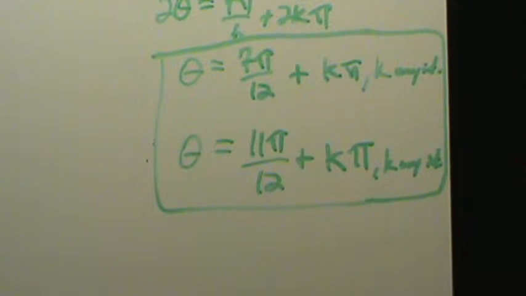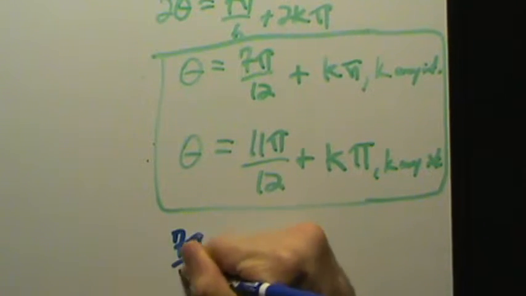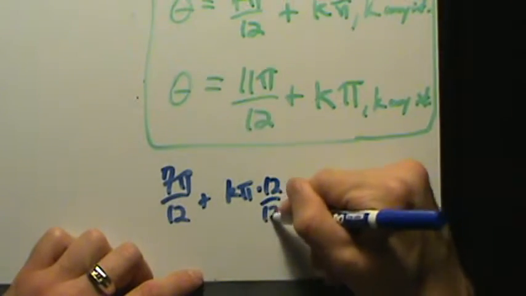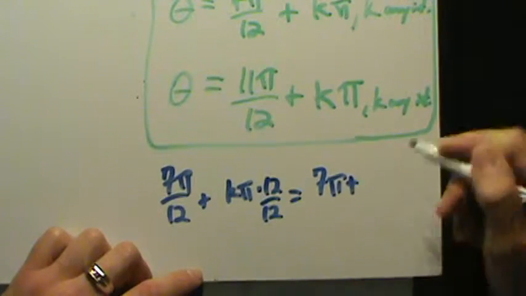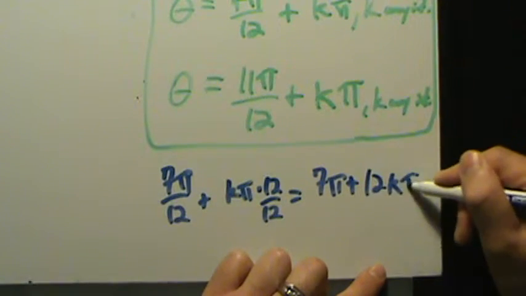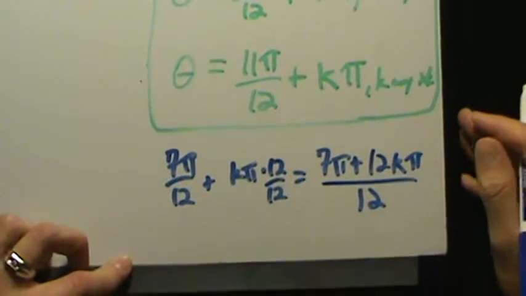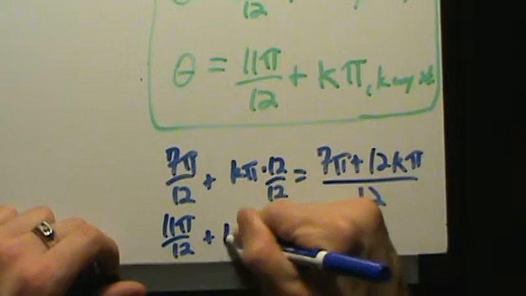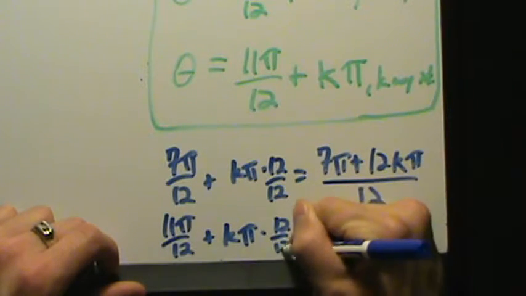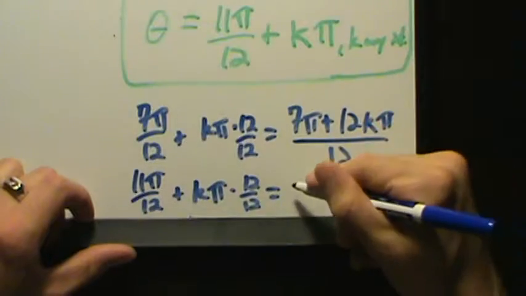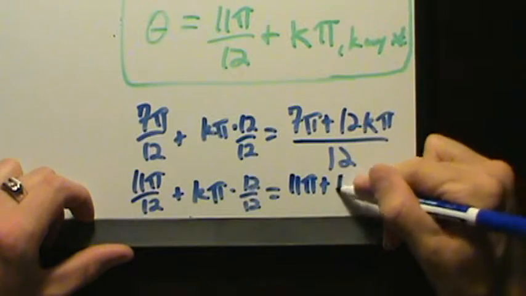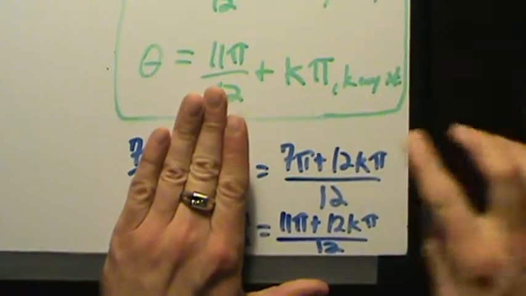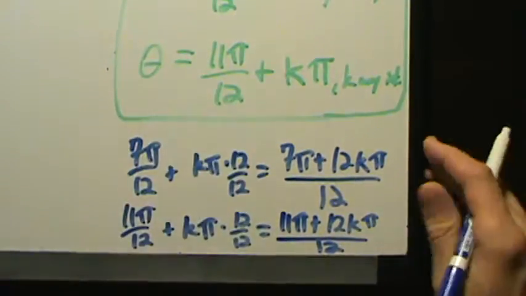So to get a common denominator, 7 pi over 12 plus k pi. So pretty straightforward, just multiply this by 12 over 12. So this is 7 pi plus 12k pi, all divided by 12. Okay. Similarly, this 11 pi over 12 plus k pi, multiply by 12 over 12. And then that's pretty much it, 11 pi plus 12k pi, all over 12. Okay, so these two things right here, these are the general solutions with common denominators.